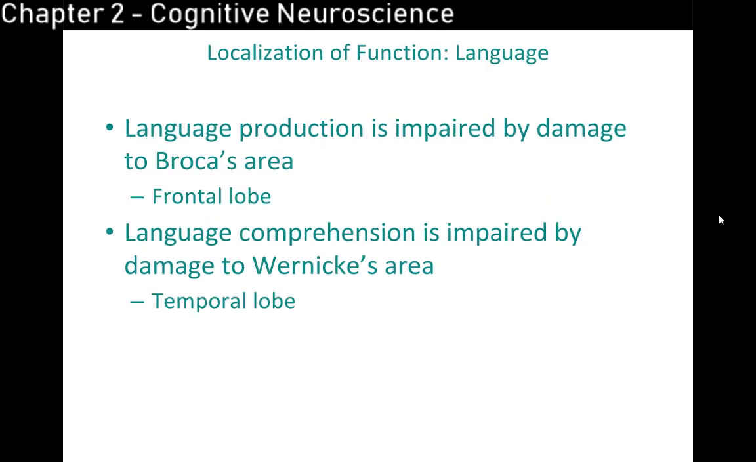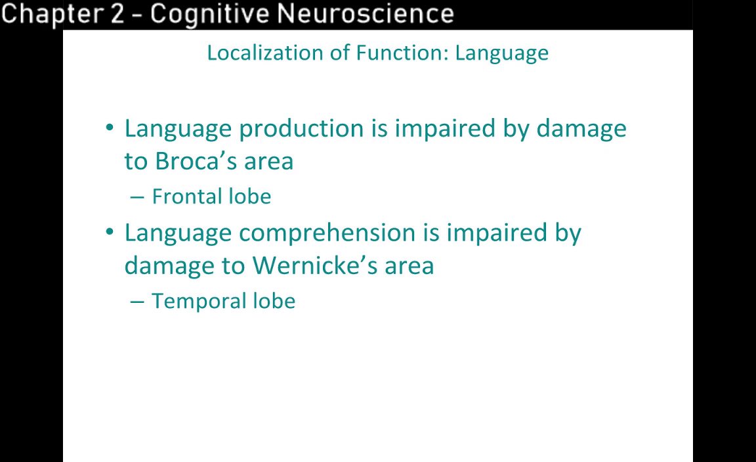One of the most prominent areas in cognitive neuroscience where we talk about localization of function is language. Two of the areas that you might have heard about in general psychology or another psychology course are Broca's area and Wernicke's area. Broca's area is located in the frontal lobe, whereas Wernicke's area is located in the temporal lobe.